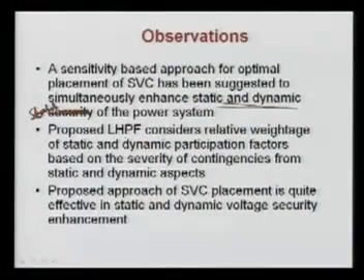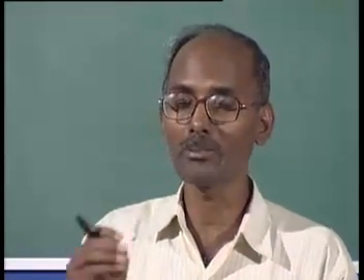With the help of some weight factors, the static and dynamic participation factors have been combined. This is again for the base case as well as some contingency cases, because in the base case there is a possibility that you locate the device at one location. However, for contingency cases the optimal location may be different. So you have to compromise, and for all the system scenarios you have to choose a suitable location that can give you maximum benefit.